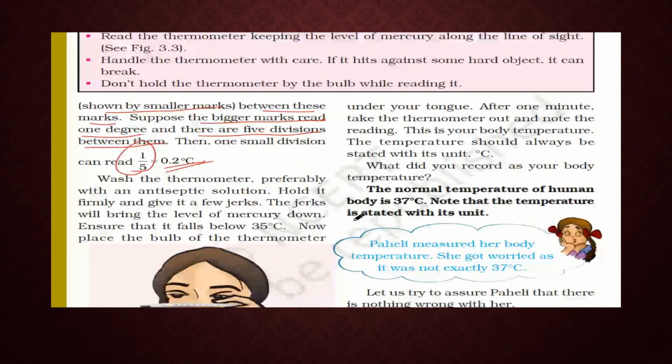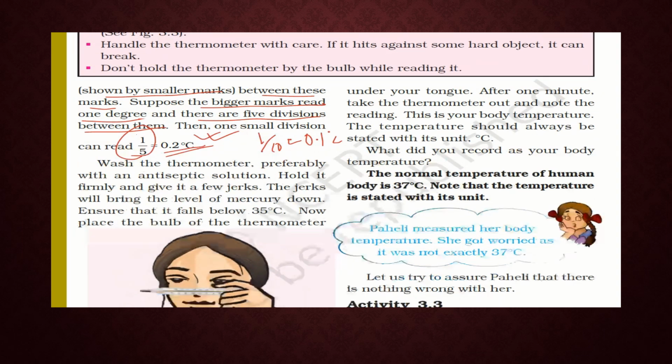So we have considered here that between two bigger marks there are 5 small divisions. So each division is equal to 1 by 5, which is 0.2 degrees centigrade, as has been written here. If there are 10 small divisions between two bigger marks, that is 1 degree, then it will be 1 by 10. Then one division is equal to 0.1 degrees centigrade. So your sums will be done accordingly.